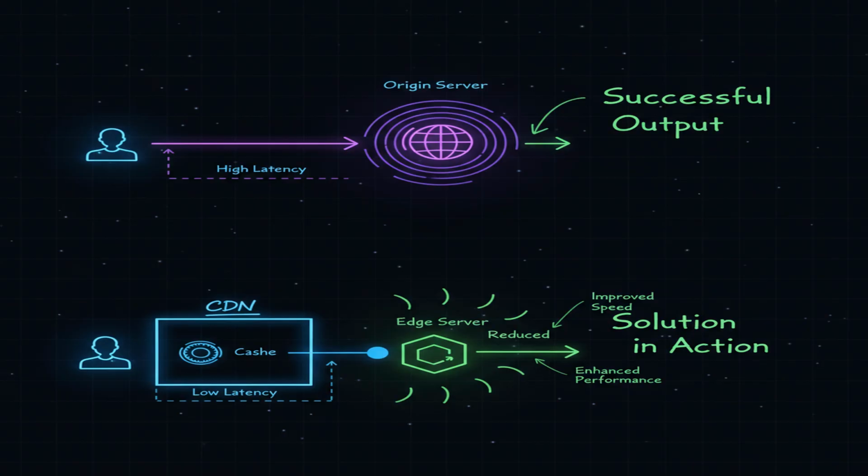A CDN, or Content Delivery Network, solves this by strategically distributing content across multiple servers globally. These edge servers cache content closer to users, minimizing latency. Think of it as bringing the data closer to the customer, no matter where they are. This improves website speed and overall user experience dramatically.